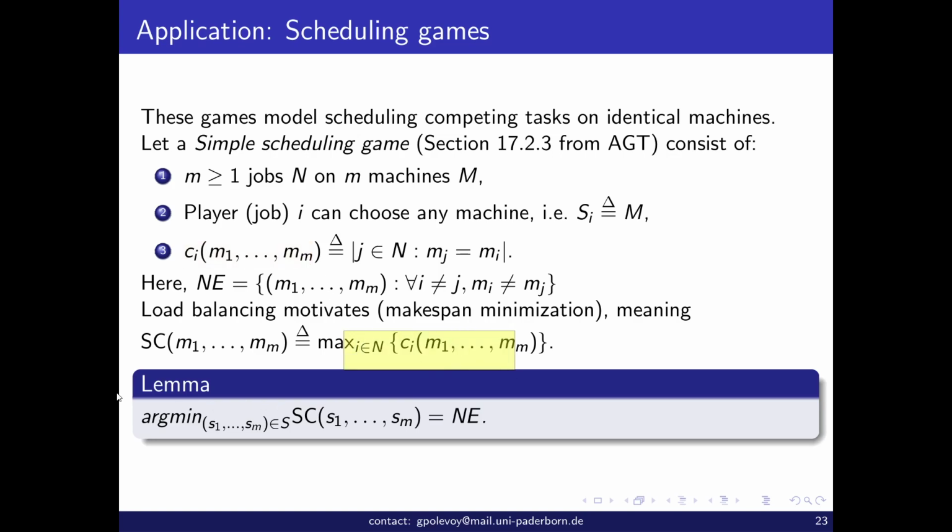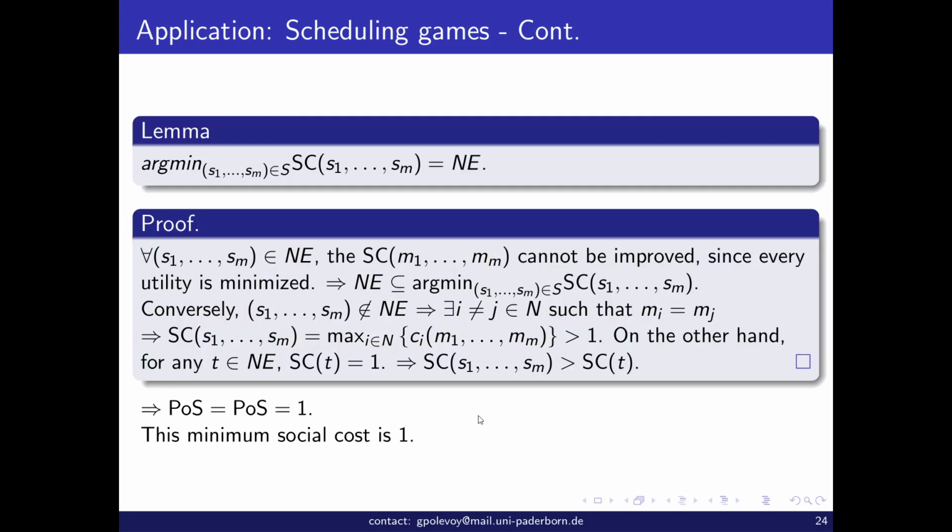And we prove that the set of all the profiles that minimize the social cost, so the set of all the socially optimum profiles, is exactly the set of Nash equilibria. So the stability and the social cost exactly coincide here. Okay, that's an important and nice lemma. And the proof goes in two directions because it's an equality of sets.